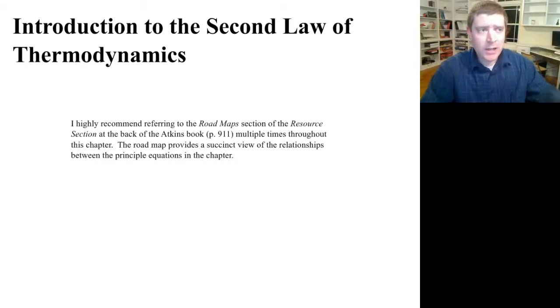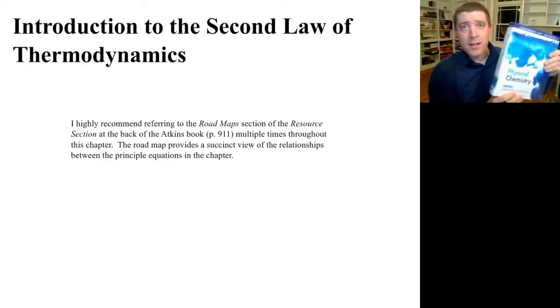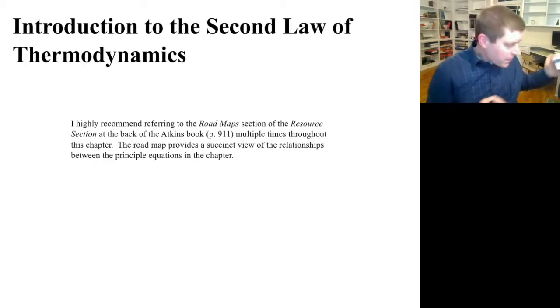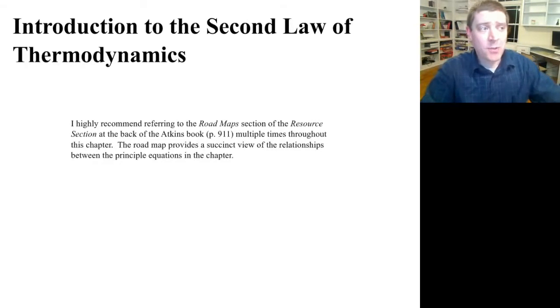So first, I'd like to recommend referring to the roadmap section of the resource section at the back of the Atkins book. In the 9th edition of the Atkins book, it's on page 911. And I recommend referring to that multiple times throughout this chapter. It should help quite a bit to provide a succinct view of the relationships between the principal equations in the chapter.